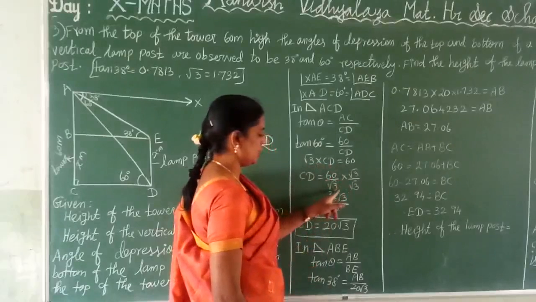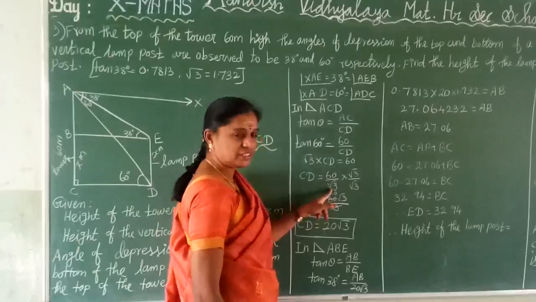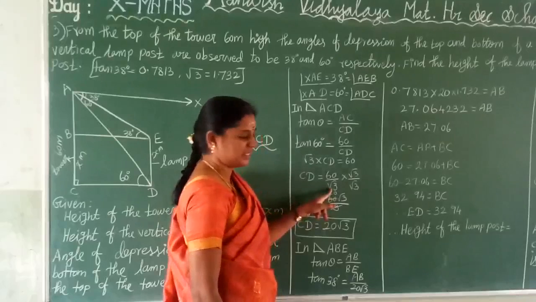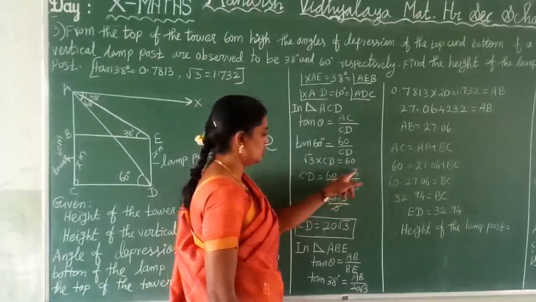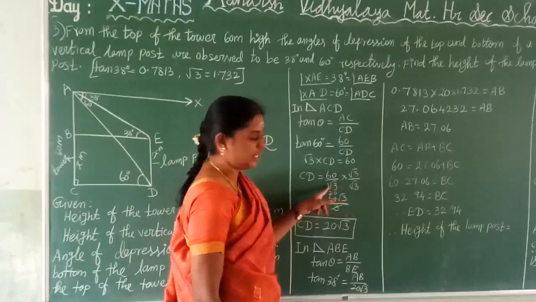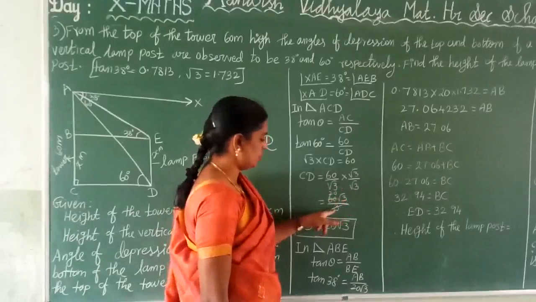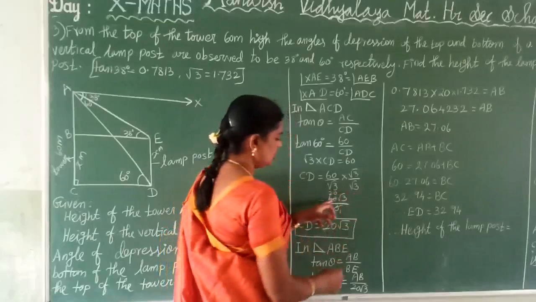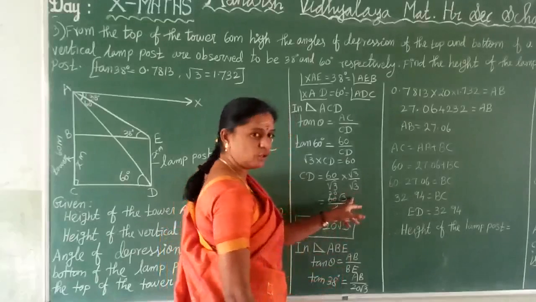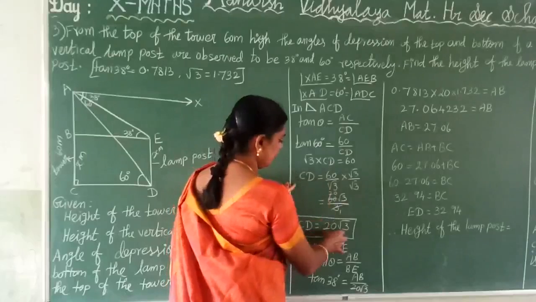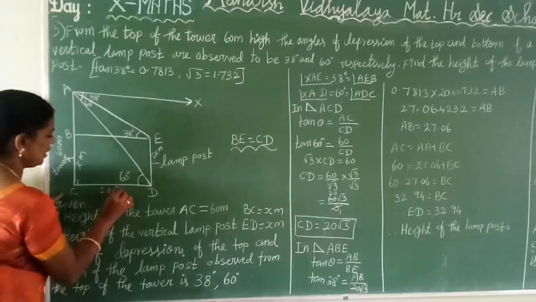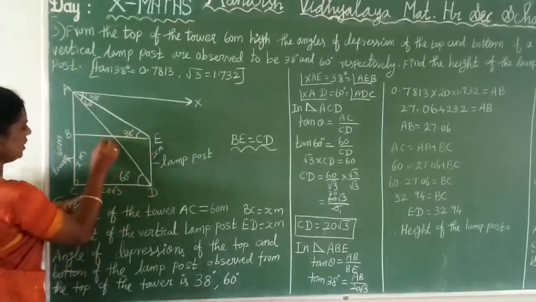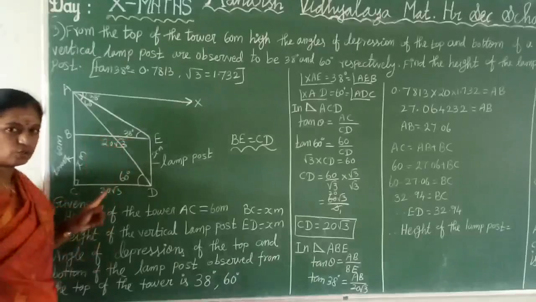CD is 60 by root 3. This one is an irrational number, so make a rationalizing factor. Rationalizing factor means root 3 by root 3. So 60 root 3 by root 3 into root 3, which is 3. Simplify: 20, 2 threes are 6 and 0. So totally 20 root 3. So CD answer is 20 root 3. This means BE is also 20 root 3.